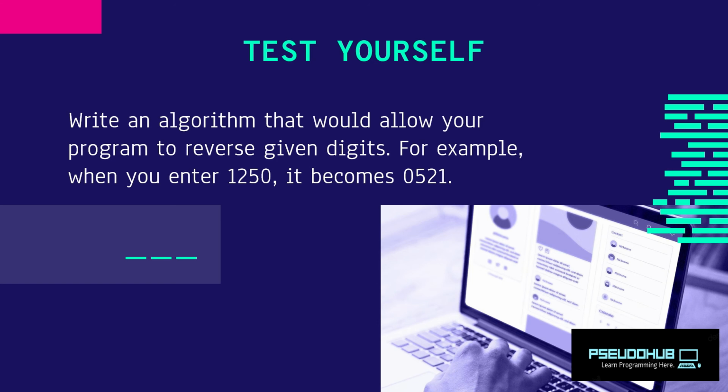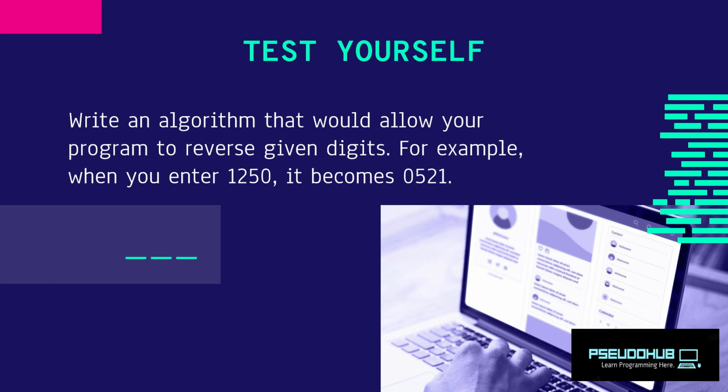Alright, so this one, I would like you to test yourself. If you want, you can pause this video after reading the problem. Okay, so write an algorithm that would allow your program to reverse the digits. For example, nag-enter si user og 1,250, ihang i-reverse mahimong 0,521. Okay, so unsa ni mo na siya pag-implement? Unsay solution nimo ana? I want you to come up with a solution and write a pseudocode on your own. So just pause this video muna, and later on we'll come back to see kung unsay solution nako, i-compare nato sa imuhang solution kung the same ba ta. Alright?